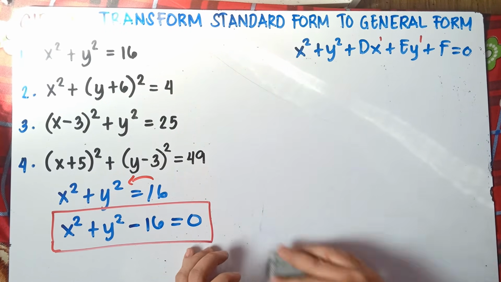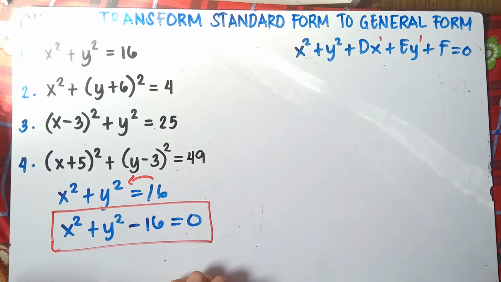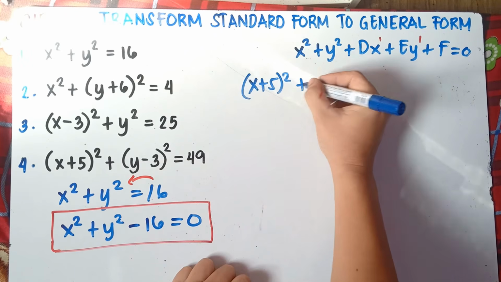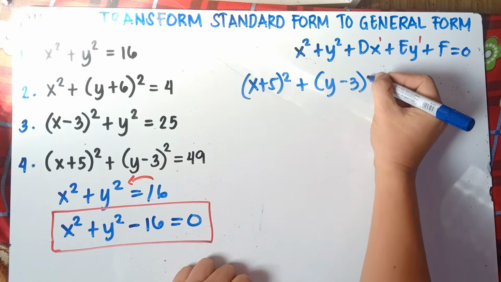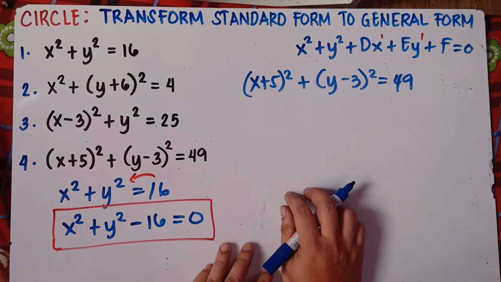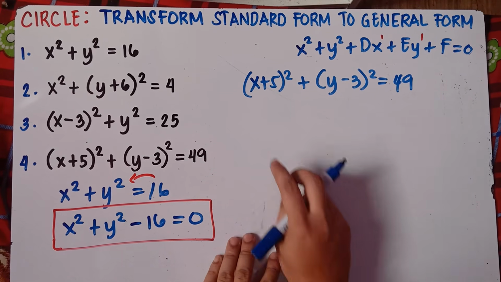Alright, I hope you're still with me, class, for number 4. So copy the equation: (x plus 5) squared plus (y minus 3) squared equals 49. For number 4, class, we just use the square of binomial.